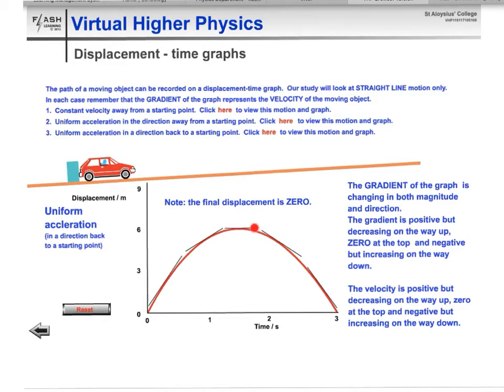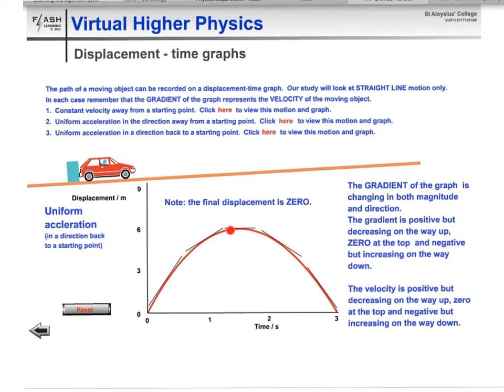So where the gradient is 0, remember, gradient on a displacement time graph is velocity. So we've got positive velocity, large value, smaller value, 0 velocity. So that's the point at which the velocity of the car is 0. So it's up here. Okay.